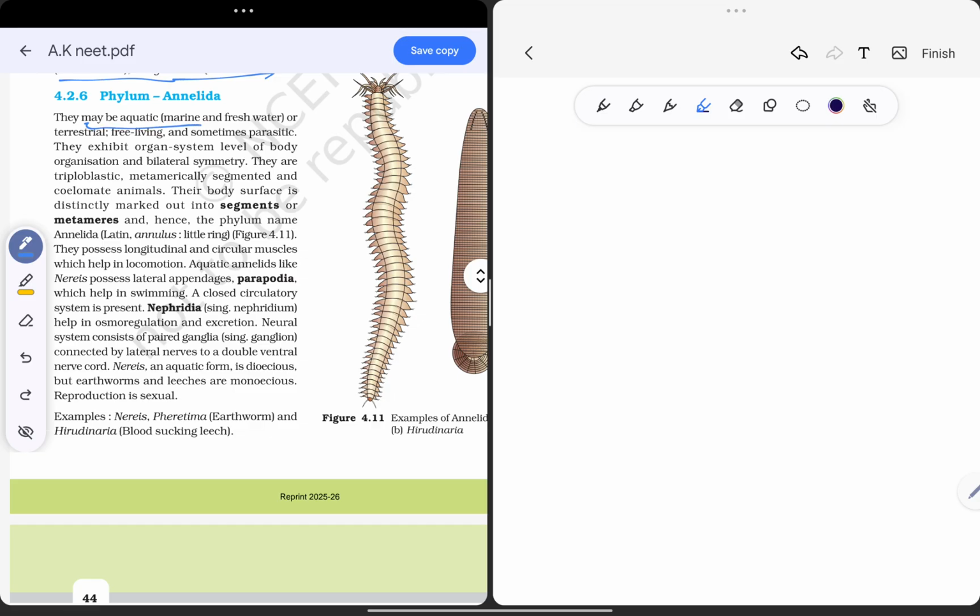Annelida. They may be aquatic, marine or freshwater, or terrestrial, free living and sometimes parasitic. They exhibit organ system level of organization, bilateral symmetry, triploblastic, metamerically segmented. Important line: Annelids are metamerically segmented coelomate animals, the body surface is distinctly marked into segments or metameres, and hence the phylum Annelida. In Latin, annulus means little ring. Annulus means little ring. In which language? Latin.